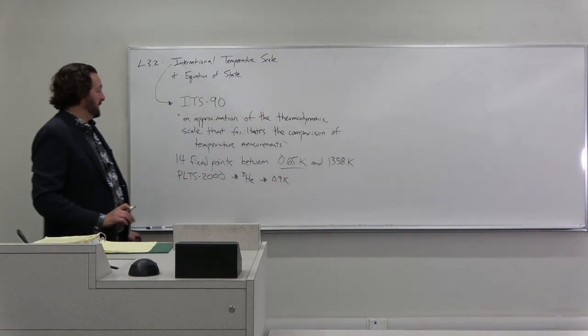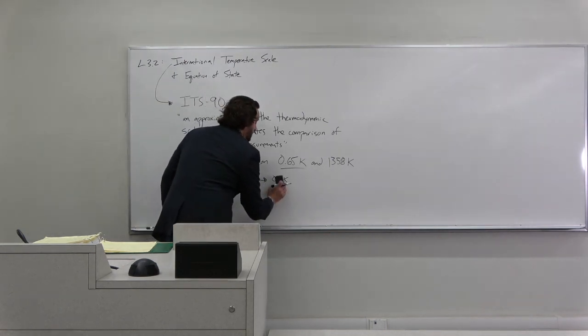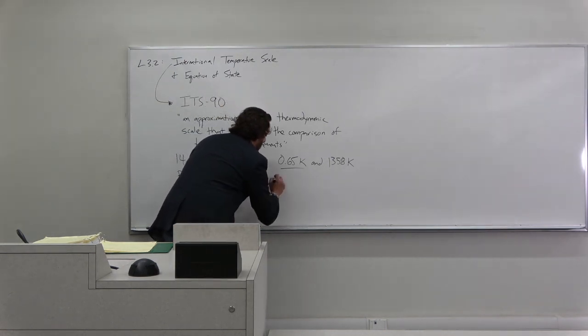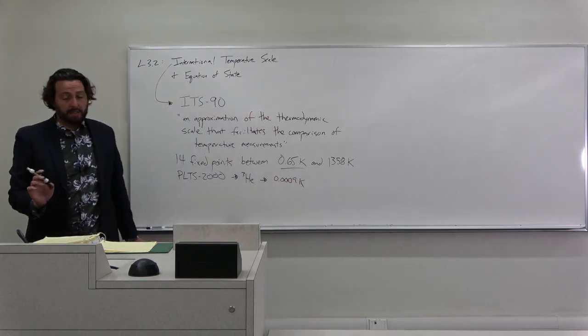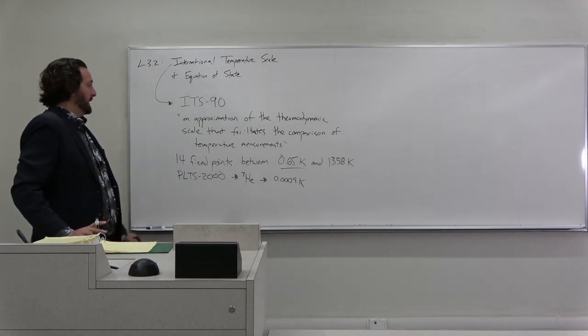Sorry, 900, nope. So 0.0009 Kelvin. So 900 microkelvin. So less than a Kelvin, less than a millikelvin.